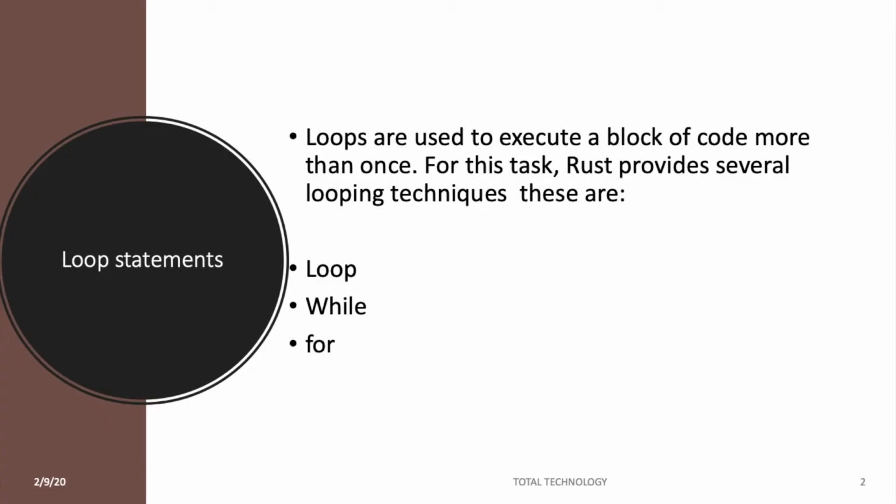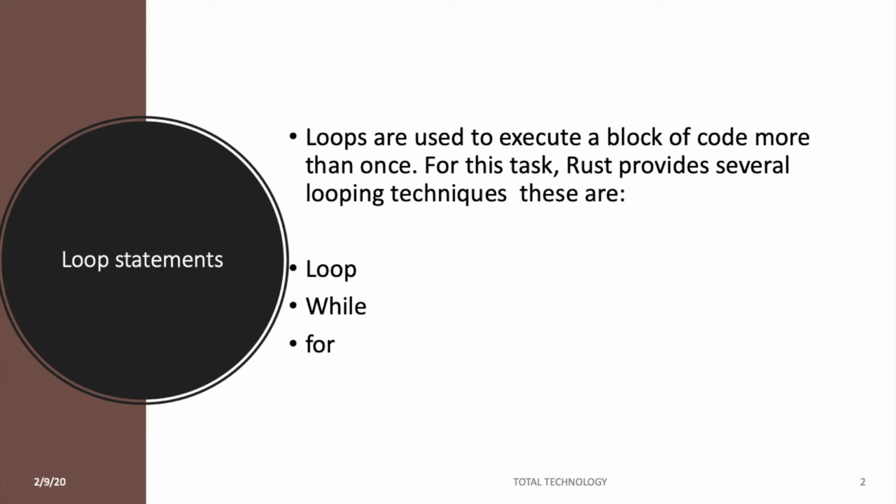First things first, what is a loop statement? Loops are used to execute a block of code more than once. I think everybody is familiar with this. Suppose you have a block of code that prints hello world, and you want to execute it multiple times, so you need some sort of looping. If you're coming from C, there is a while loop, a for loop, and other loops. Python also has for loops and while loops.